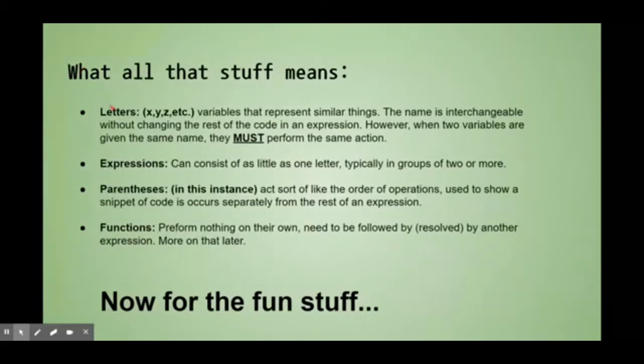What all that stuff means. Letters are variables that represent similar things. Their name is interchangeable without changing the rest of the code in the expression. However, when two expressions are given the same name, they must perform the same action. Expressions can consist of as little as one letter, typically in groups of two or more. Parentheses in this instance act sort of like the order of operations, used to show a snippet of code occurs separately from the rest of an expression. Functions perform nothing on their own and need to be followed by or resolved by another expression. There's more on that later.